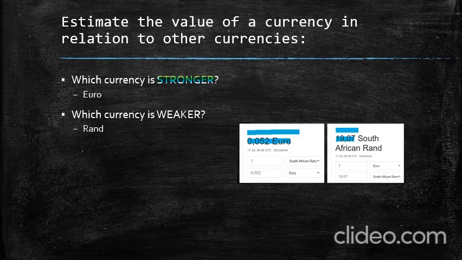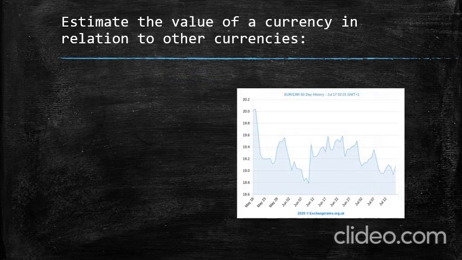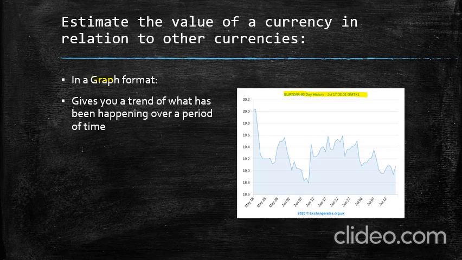We can also get the history or trends over the past few weeks or months or even years comparing these two currencies. So what you'll see here is it says euro to ZAR, so the euro to rand, a 60-day history. So now, if it's in a graph format like here, this gives us a trend of what has been happening over a period of time, in this case, 60 days.